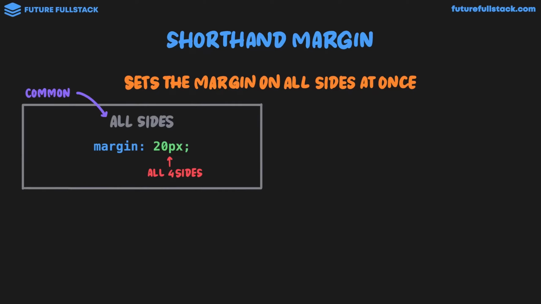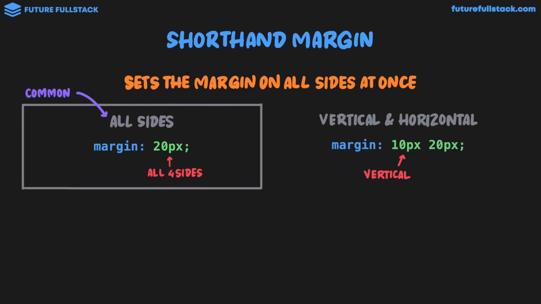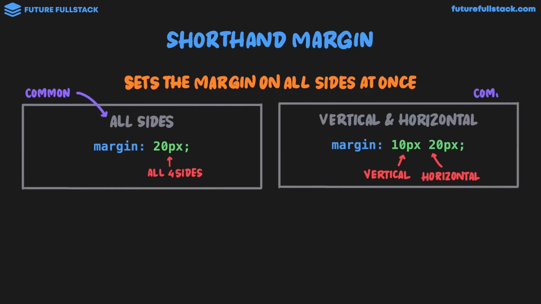Next up, we have applying margin vertically and horizontally, and that looks like this, where the first value, 10 pixels, is applied vertically, that is margin top, margin bottom, and the 20 pixels is applied horizontally, that is margin left, margin right. Using this is also common.